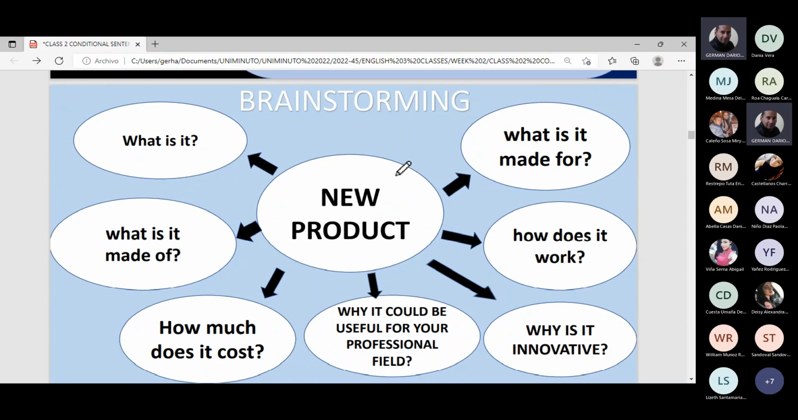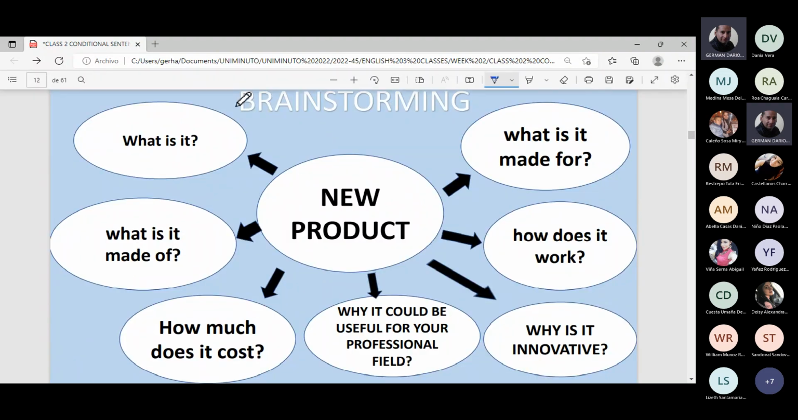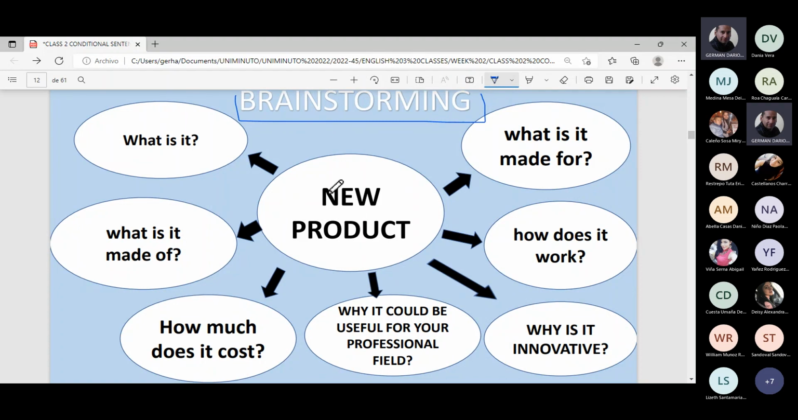Remember that we need to think about one project, okay? We need to think about one project that you are going to invent. As a group, you are going to invent a project. The idea is to create a brainstorming, una lluvia de ideas. And you are going to think about your product, yes? Vamos a pensar en el producto.